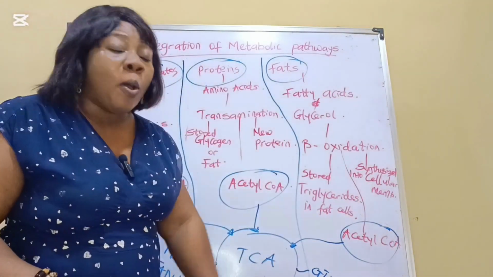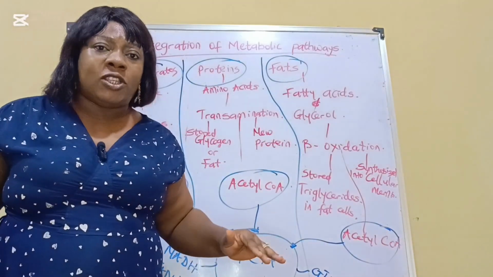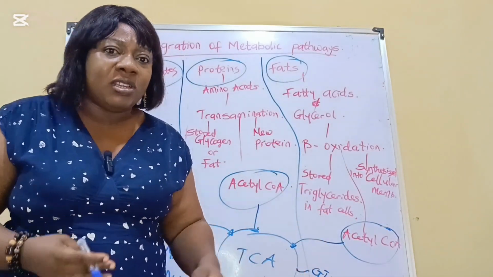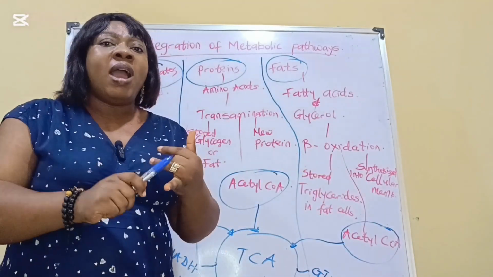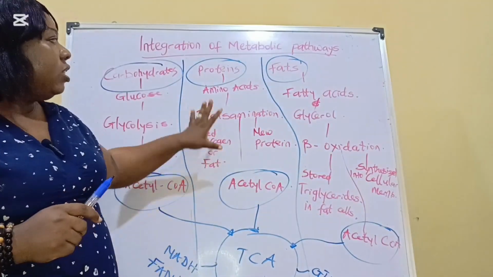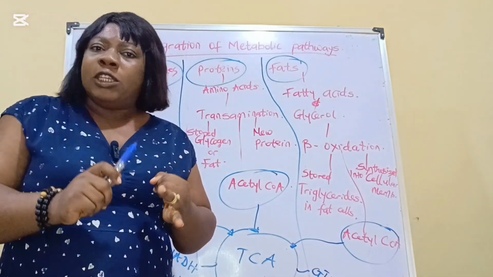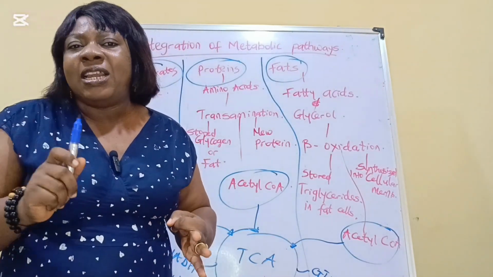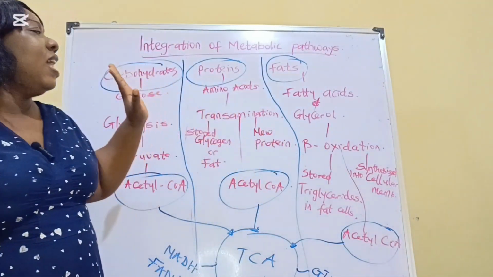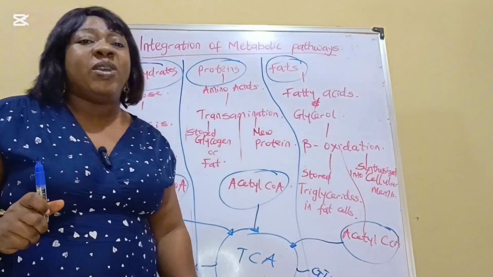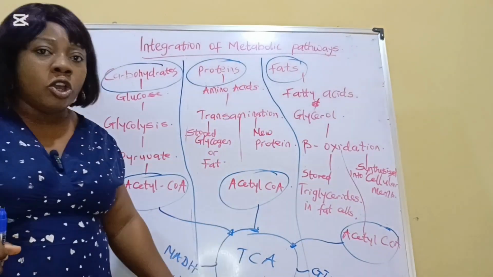So this is just a summary of everything about the integration of metabolic pathways, which we can also say is just the interconversion of how they enter into each other. Number one importance of this is that it is used by the cell to maintain homeostasis. Another is for energy production, and another is for them to be able to respond very well to the environment. I hope we understand everything about integration of metabolic pathways, how everything is interwoven into each other.